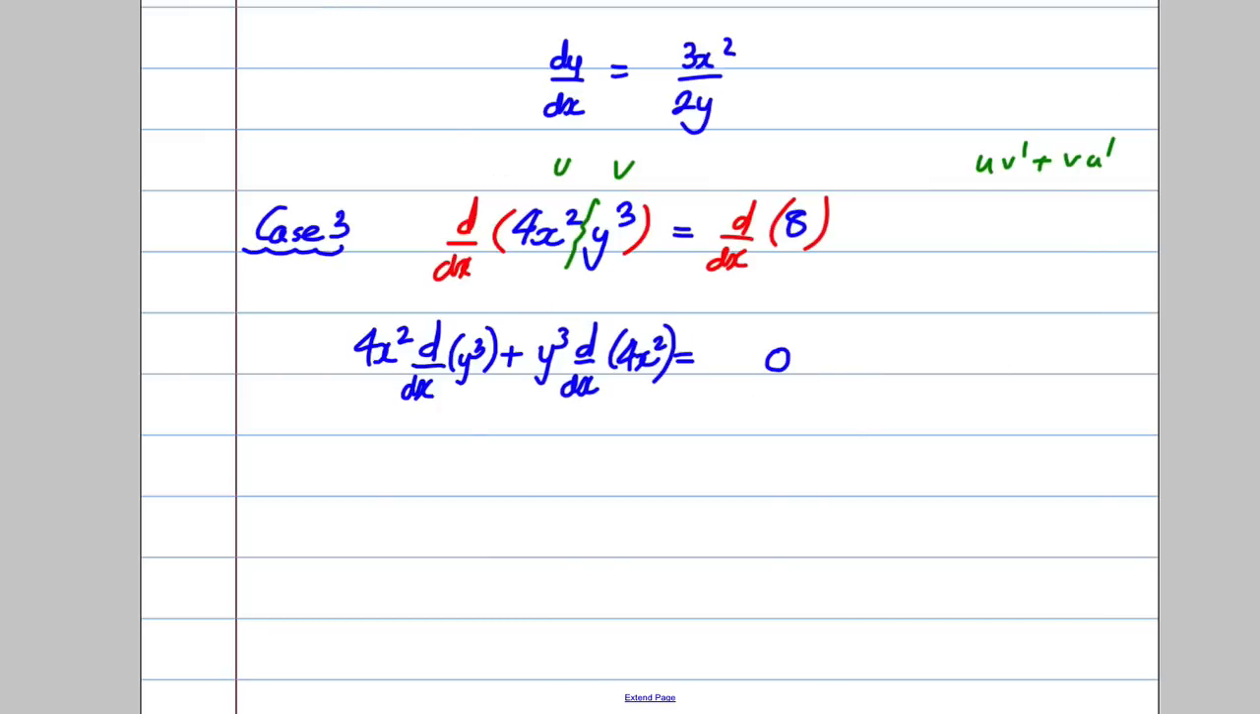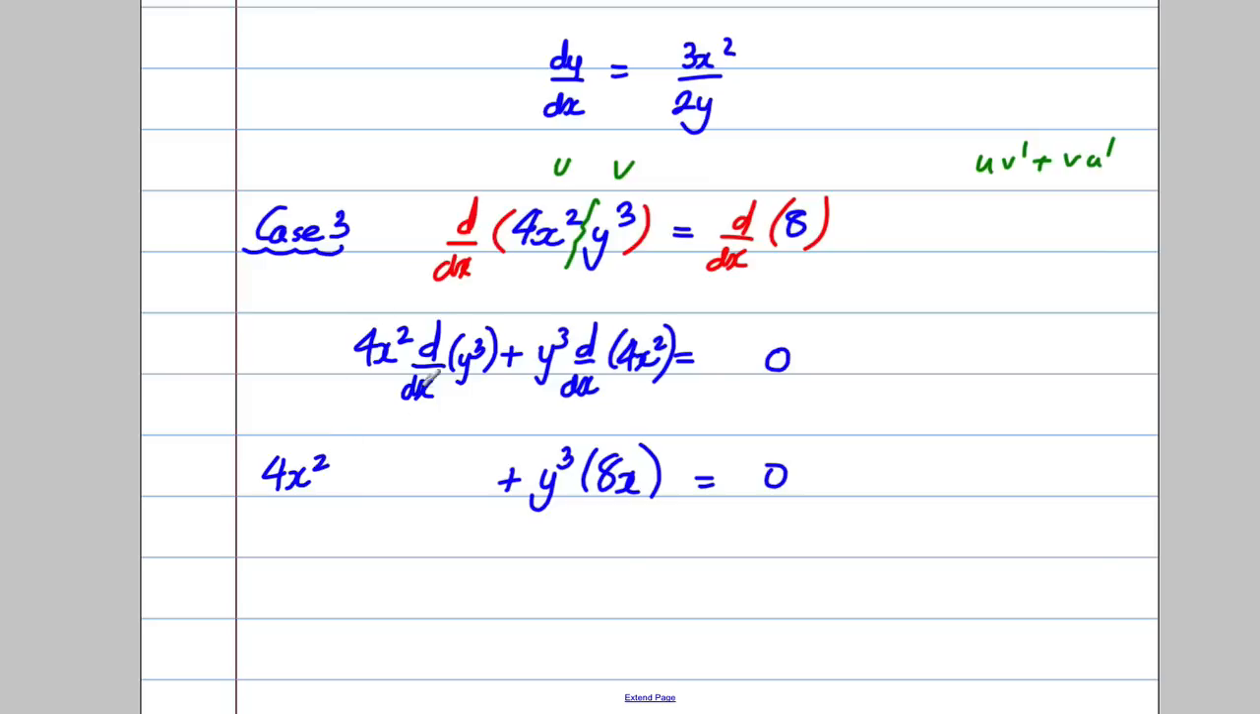Now, how would I do this? Well, this second bit's easy. Y cubed, differentiating 4x squared with respect to x is easy. It's 8x. That still equals 0. Now, this one is slightly more complicated. The 4x squared is just thought of outside the front, it's a constant.